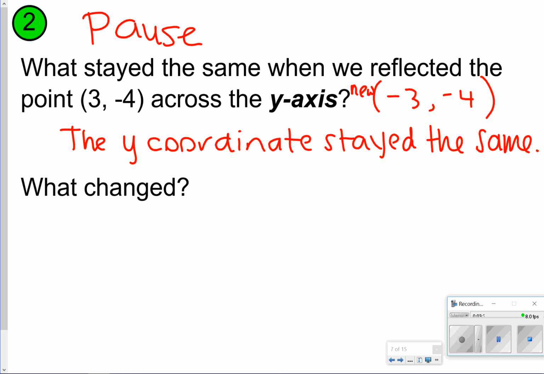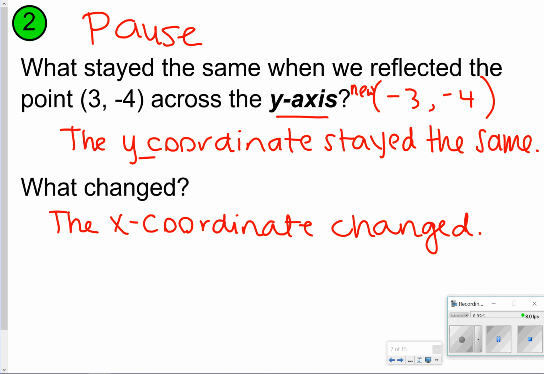For this example, since we reflected across the y-axis, the y-coordinate stays the same. The one that did not stay the same was the x-coordinate. The x-coordinate went from a +3 to a -3. So anytime we reflect something across the y-axis, the x-coordinate changes.